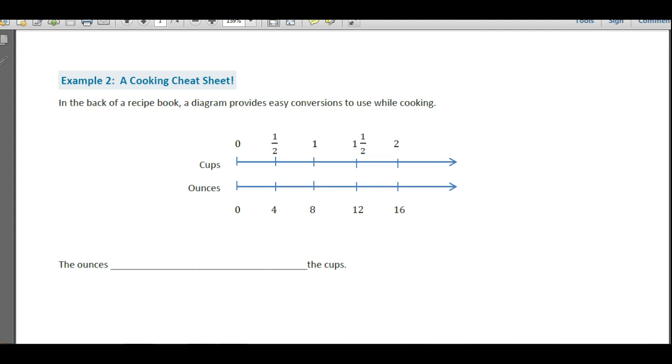A cooking cheat sheet. I want you to take a look at this for a minute and see if you notice a pattern or see what's going on in this, and I'll be back. Well, as you could see in this diagram, this easy conversion diagram found in the back of a recipe book, and many do have a diagram similar to this, it's just giving us the conversions, converting from cups to ounces, or ounces to cups.